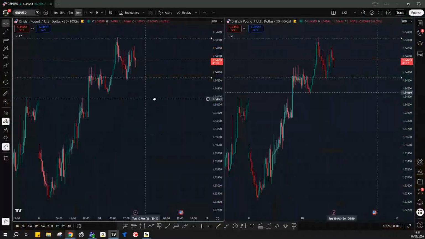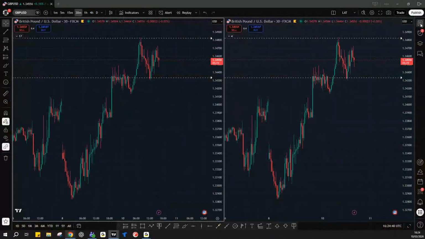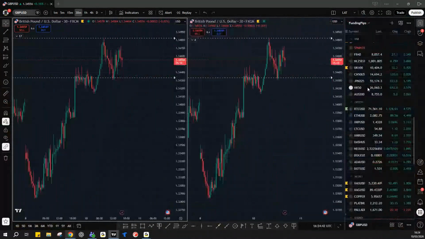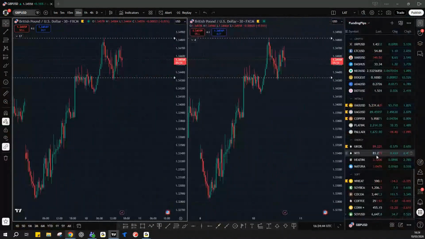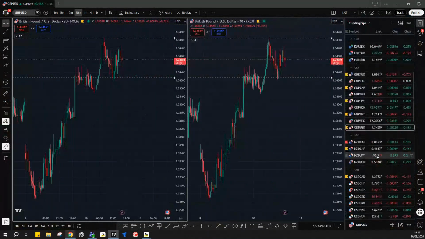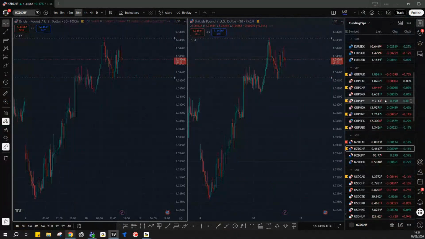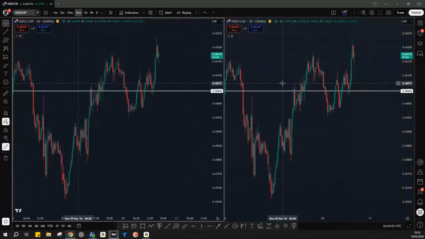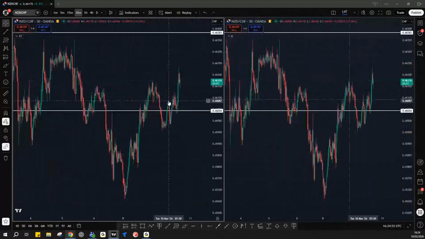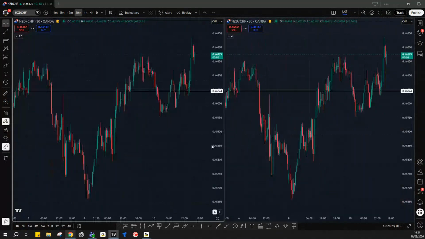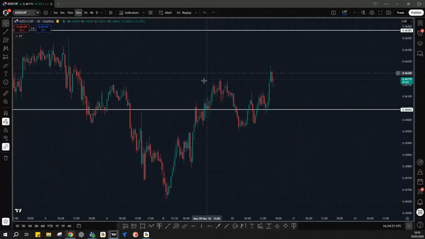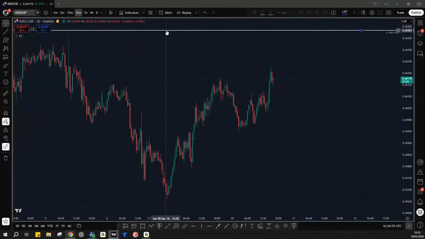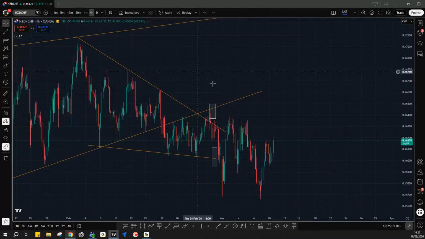Cool. Let's have a look at some of our profiles then. We've got Kiwi Swiss. Let's start there. All right. We'll start from a bit of a swing trade basis. We'll go from a bit of a 4-hour chart.